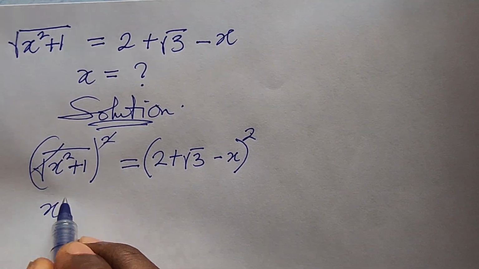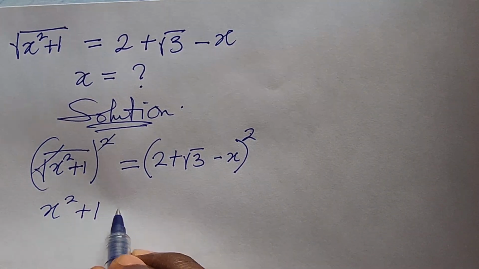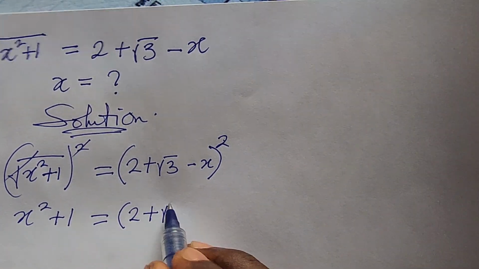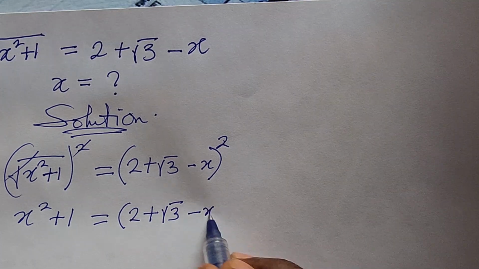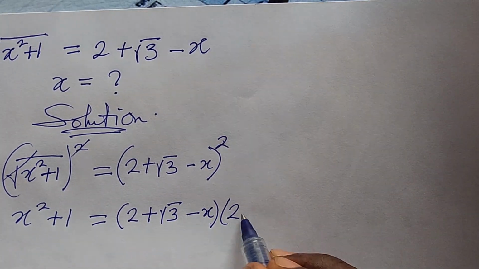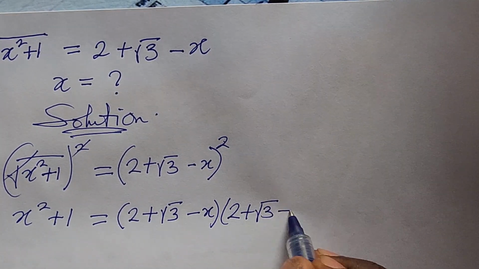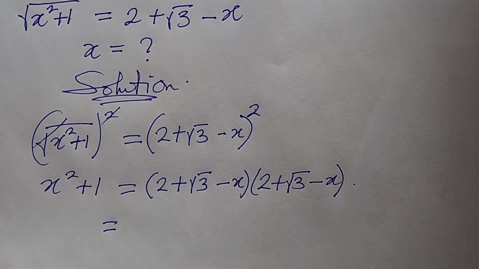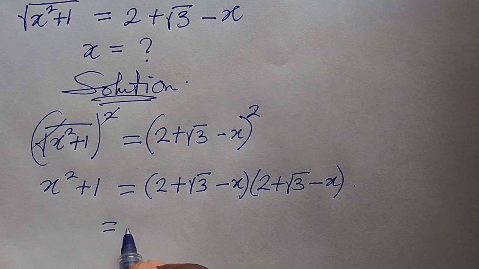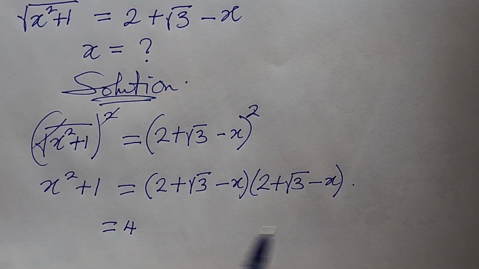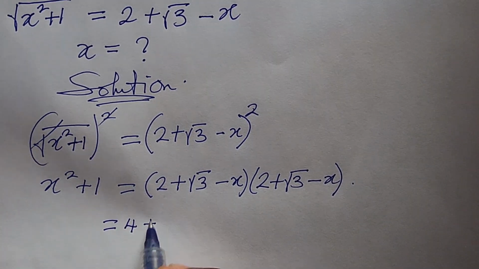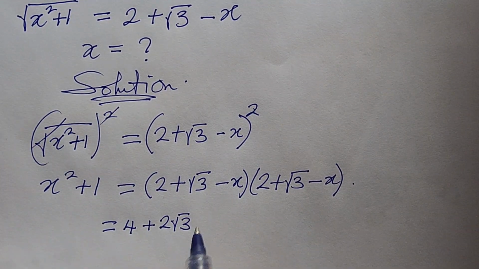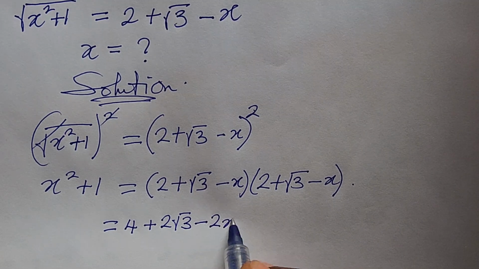So we now have here x to the power of 2 plus 1 is equal to, we want to multiply this systematically. So we have here 2 plus square root of 3 minus x bracket times itself. If we open this gradually, 2 times 2 will give us 4. 2 times root 3 will give us plus 2 root 3. 2 times minus x will give us minus 2x.